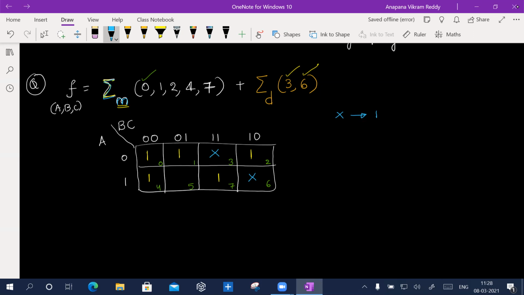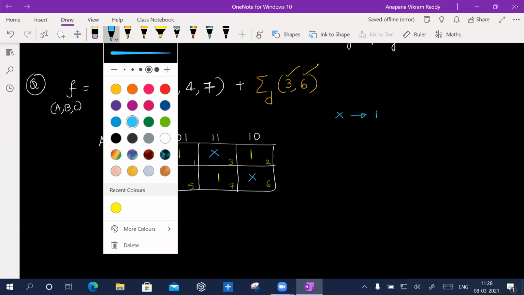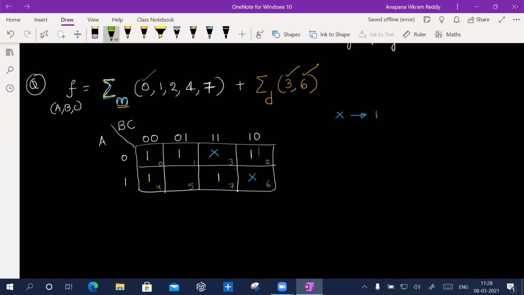For example, if I don't have this don't care, can I group these 3 elements in the first row? I can't. But now that I have a don't care here, I can happily group it like this. This is a quad. In this case, the don't care equals 1. That's the beauty.